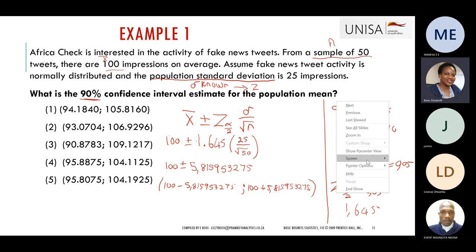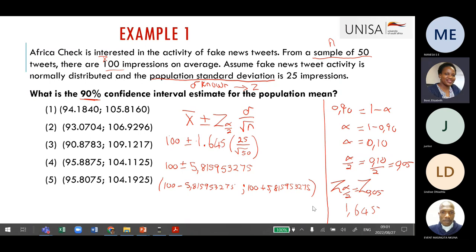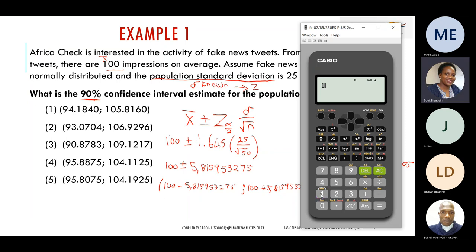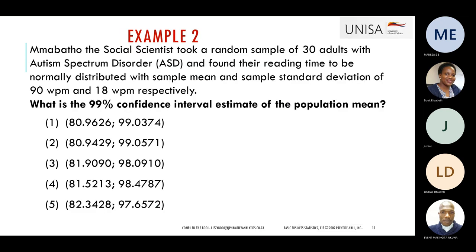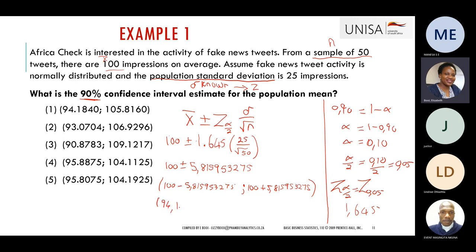I need my calculator to calculate the whole equation. So 100, you always start with the lower limit. 100 minus 5.815953275 equals, and the answer is 94.184. I'm going to leave it at 4 decimals, because my answers here are 4 decimals. And we go to the upper limit.